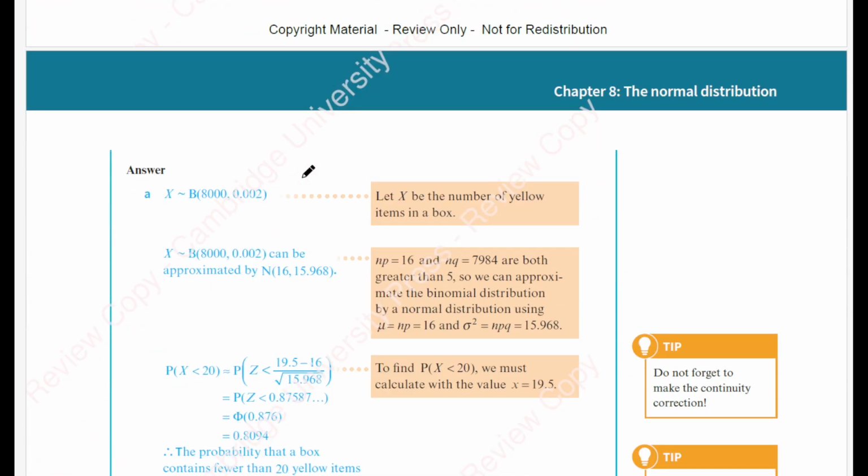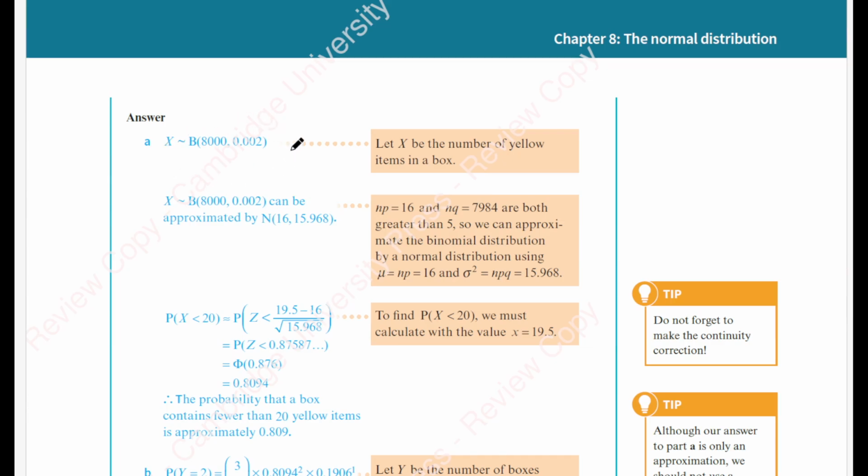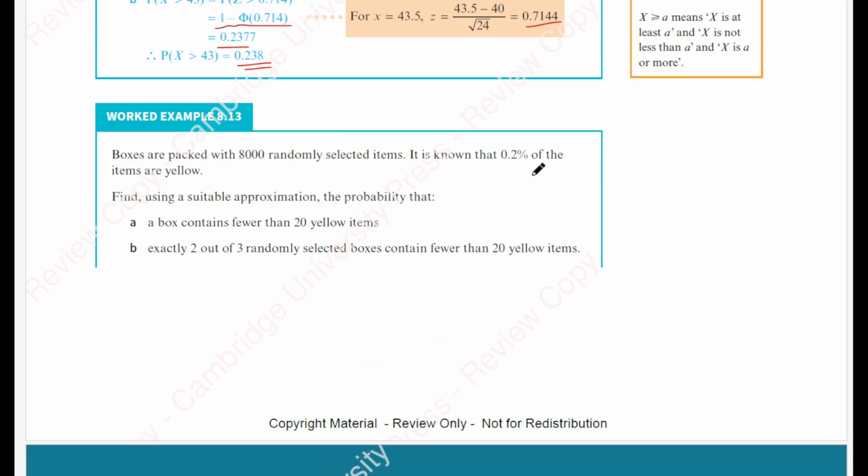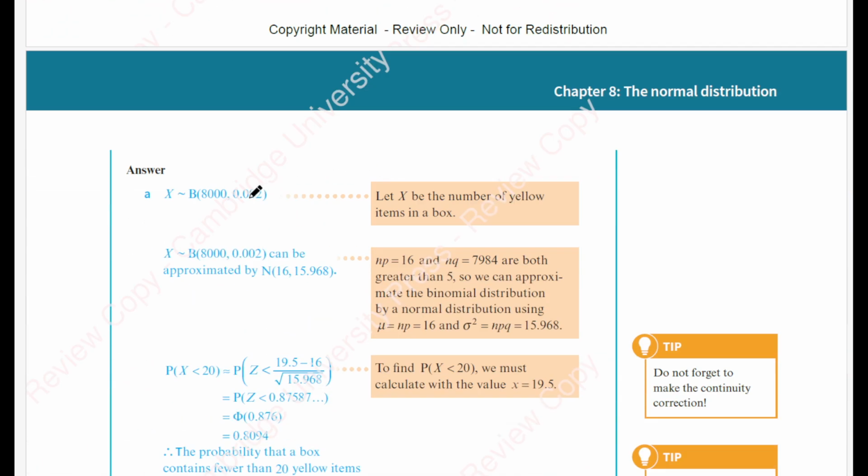Here you have the binomial distribution, of course, with 8,000 items, and the probability that you have a yellow item is 0.2%. So that's why you have 0.002, because 0.2%, you need to divide 0.2 by 100.